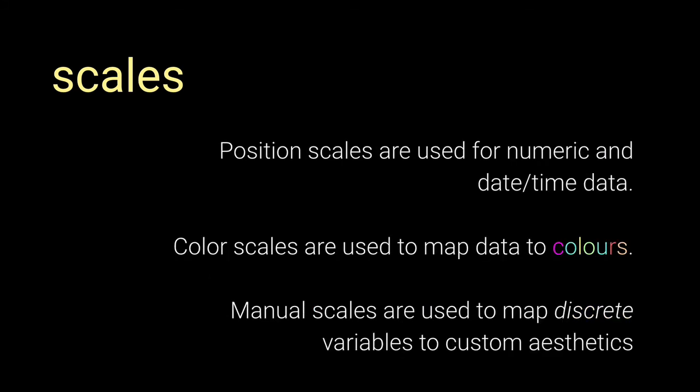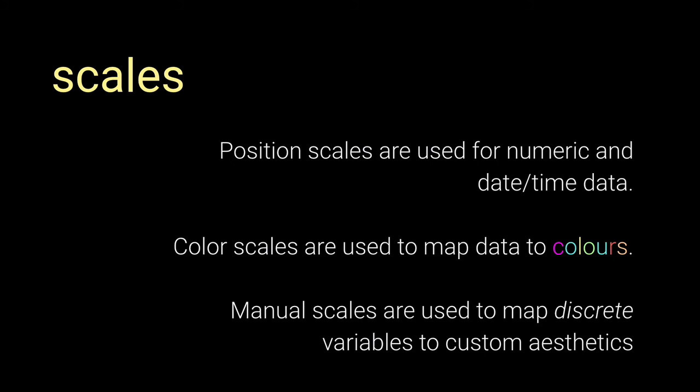There are a few different types of scales. We're just going to cover the most common ones. Position scales are used for numeric or continuous date-time data. Color scales are used to map your data to different color scales, and there are a bunch of different options there. Manual scales are used to map discrete variables to custom aesthetics, and that could include custom discrete color scales.